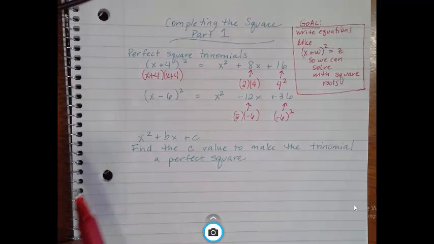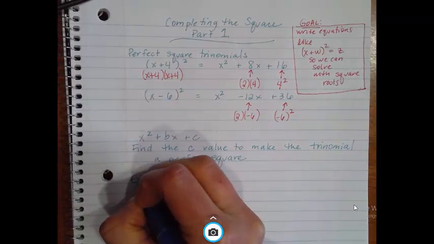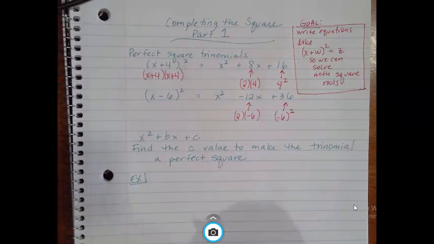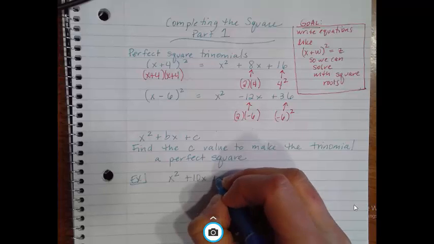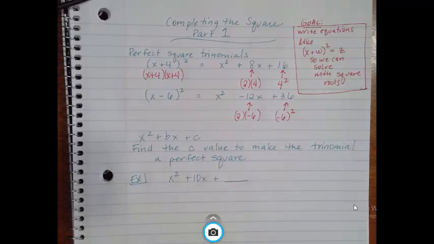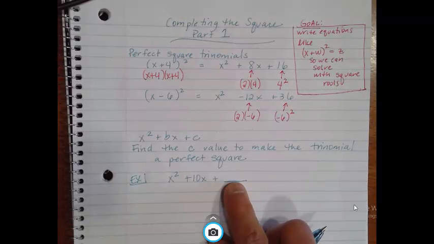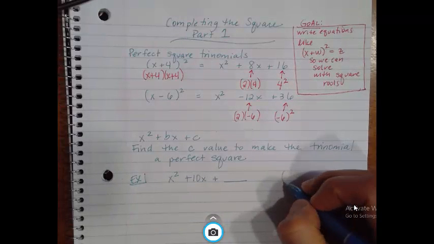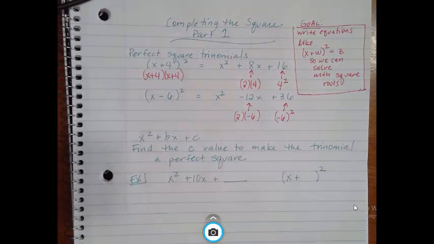Okay, so using those observations, we are going to kind of go backwards here. We're going to look for a c value to make the trinomial a perfect square. So let's just look at a couple of examples, and I think you'll get the hang of this pretty quickly. Suppose I've got x squared plus 10x plus blank. I want this to be a perfect square trinomial. So what's going to go in the blank? So remember, I want this to be x plus something squared. Well, what's the something have to be?